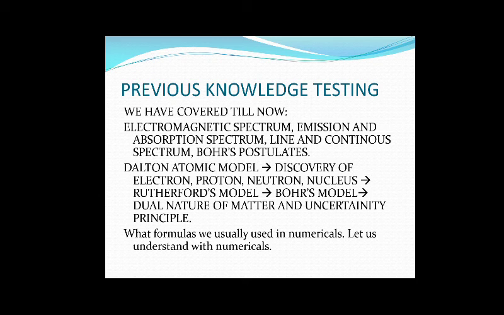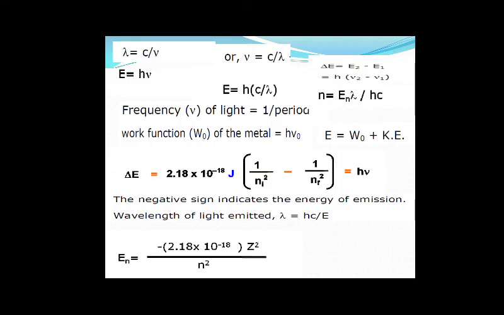So let us see what formulas we usually use to solve these numericals. Let us understand with the numericals. So here these are the formulas which we have completed till date. Lambda is equal to c upon nu, or you can say c is equal to nu lambda. And the second one is E is equal to h nu. On substituting the value of nu, you will get E is equal to h c upon lambda. Based upon it, we will do numericals.